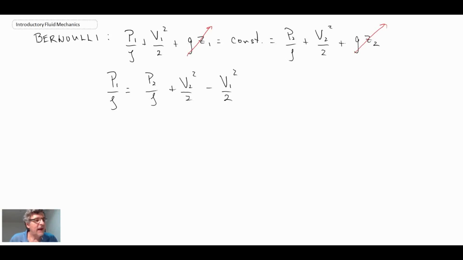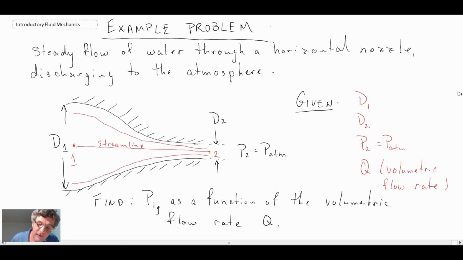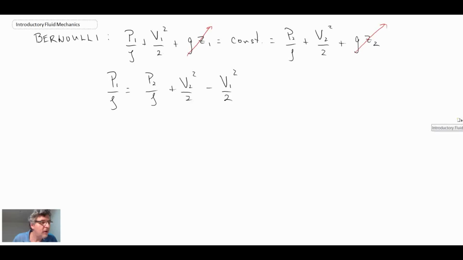Okay, so we get that. Now, if you recall the problem statement, let's take a look. Where was it here? Go back. We want to find P1 gauge as a function of the volumetric flow rate. So we want to deal with gauge pressure, not absolute, atmospheric plus gauge. We're going to deal only with gauge pressure. So let's look at gauge pressure here.